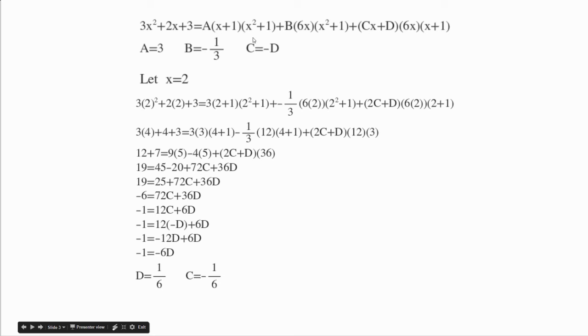We know c equals negative d right here. And so you have negative 1 equals 12 times negative d plus 6d. So negative 1 equals negative 12d plus 6d. And negative 1 therefore equals negative 6d. So if you divide both sides by negative 6, you get d equals 1/6. And since we know c equals negative d, c must equal negative 1/6.